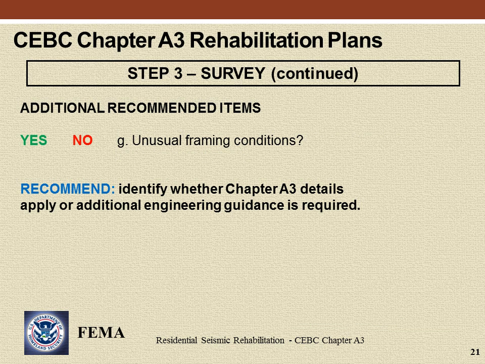Item G addresses unusual framing conditions. Framing conditions that are not reflected in CEBC Chapter A3 may occur from original construction repairs or alterations. Where typical details do not apply, additional engineering guidance will be required. It is important to identify this condition prior to the start of construction if possible, so the additional cost of engineering guidance can be identified for the homeowner.